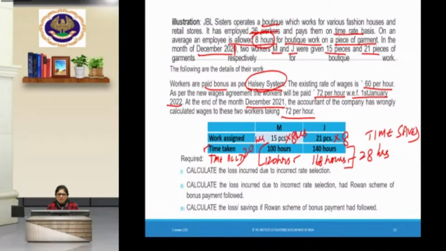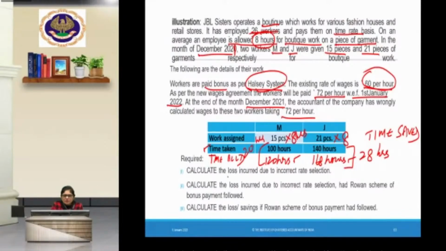But what they have done: workers will be paid as per Halsey system. The rate per hour is 60 per hour. But the accountant has wrongly calculated as per 72 per hour. 72 per hour was to be increased from next month, but they have calculated for the December month at the rate of 72 per hour. So the accountant has calculated it wrongly. Clear?